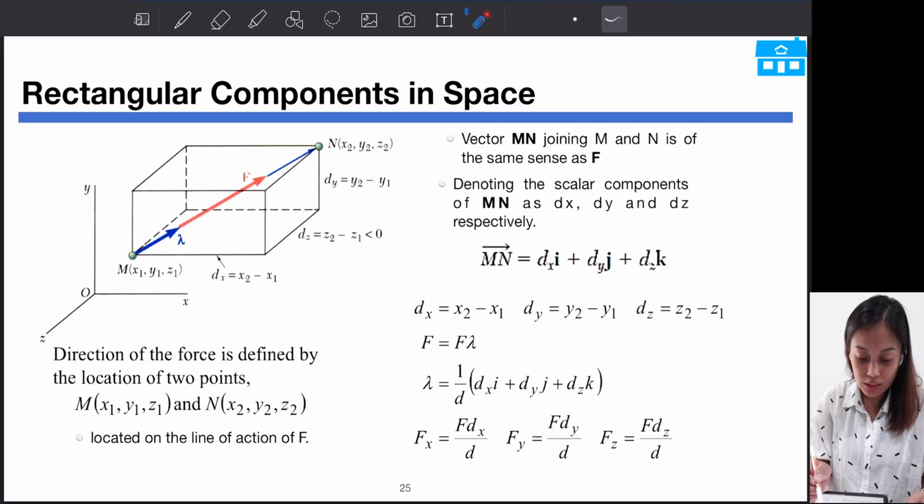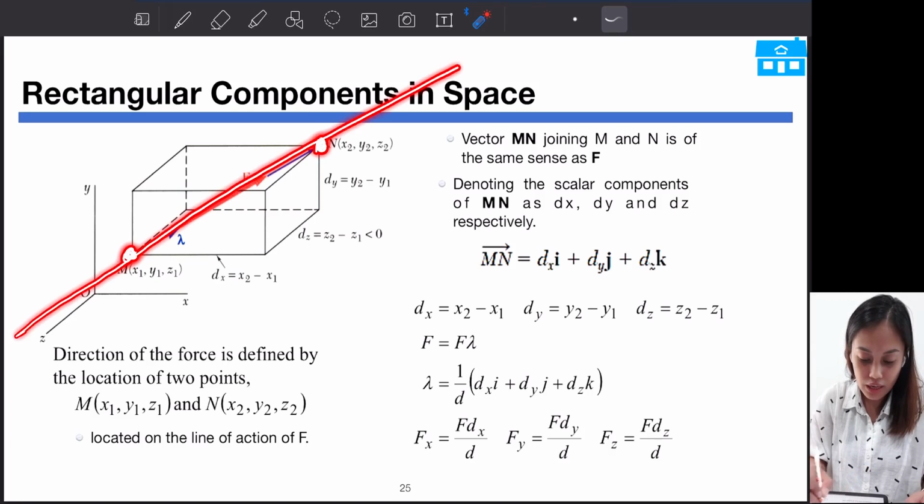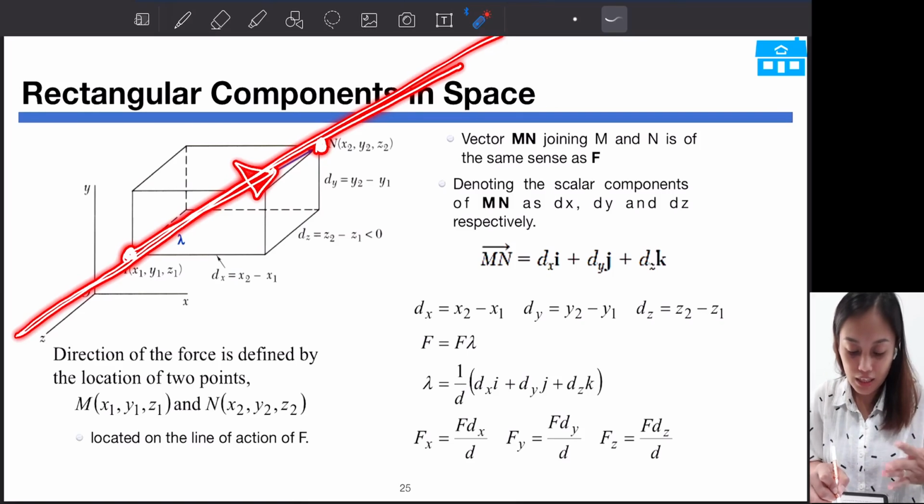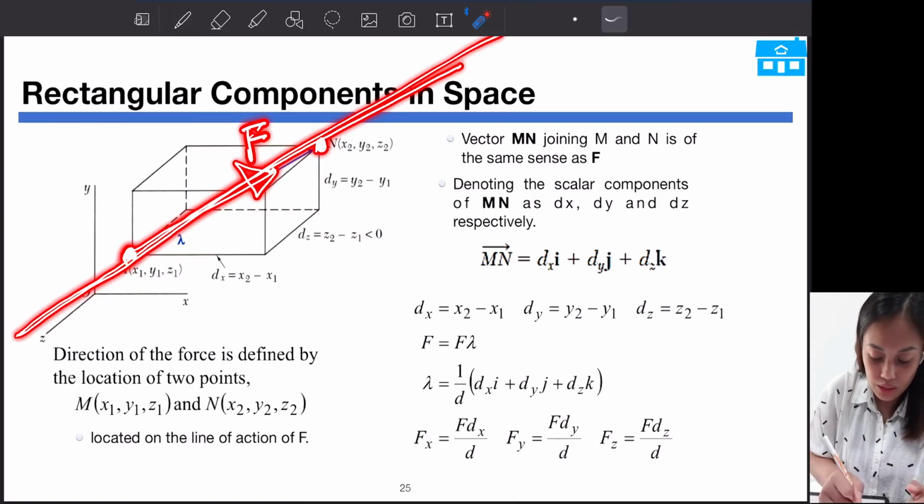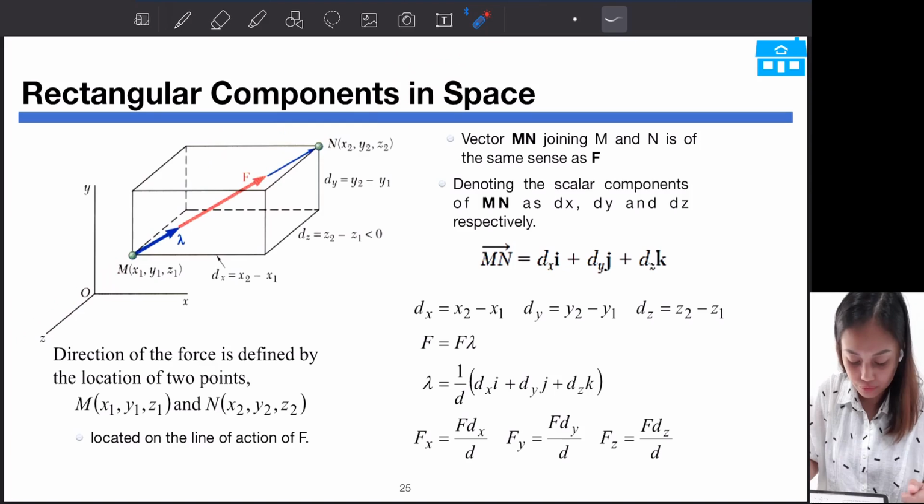two points given in the problem. So we have two points identified along this line, the line of action where our force passes. So, this is our force F. These are the two points along the line of action of force F.